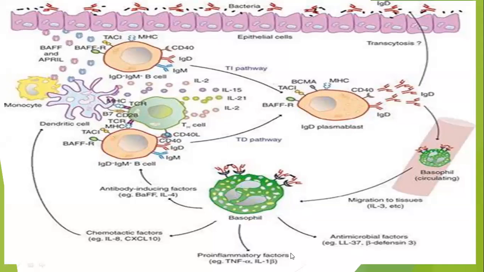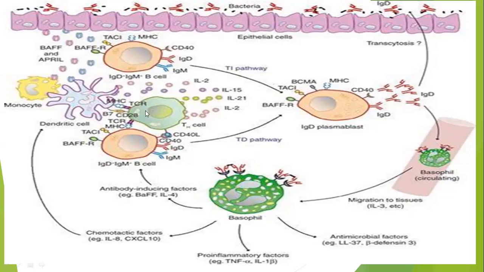It also produces pro-inflammatory factors. And also here we've got other chemotactic factors, which draw a number of immune cells to the site of infection. And also it has got other antibody-inducing factors which ensure the activation of the B cells, so that we've got more plasma cells being produced.